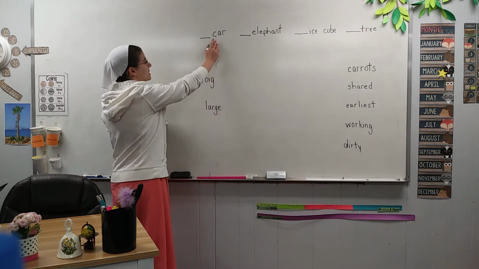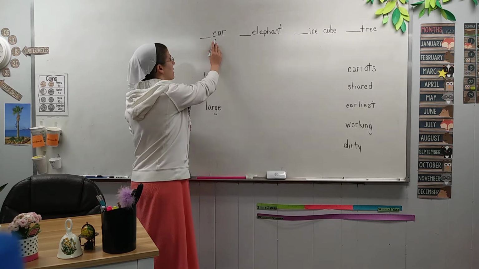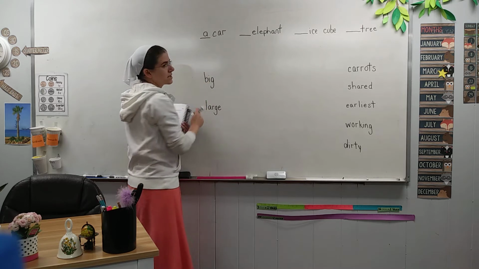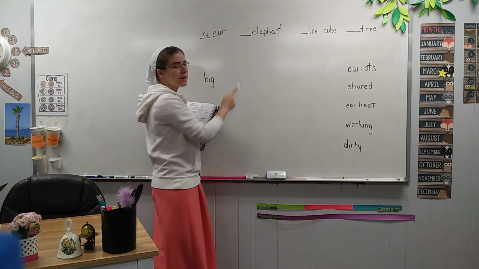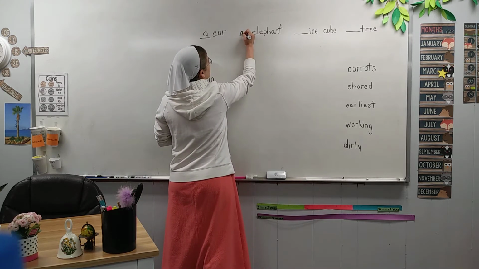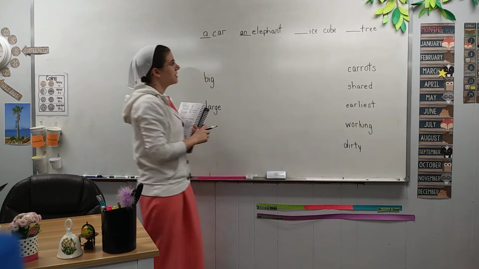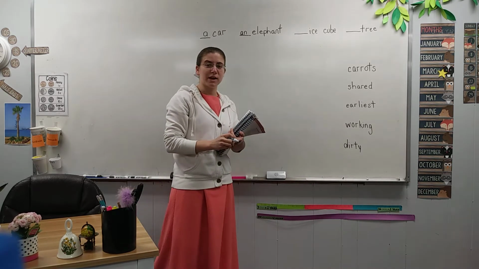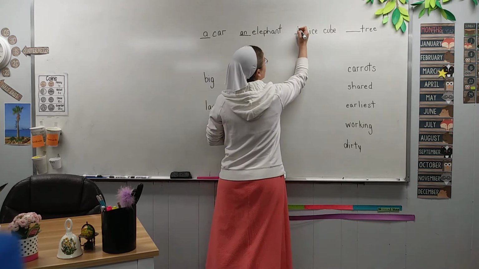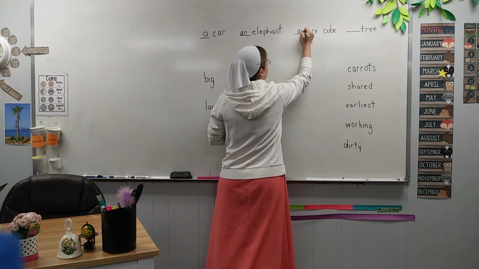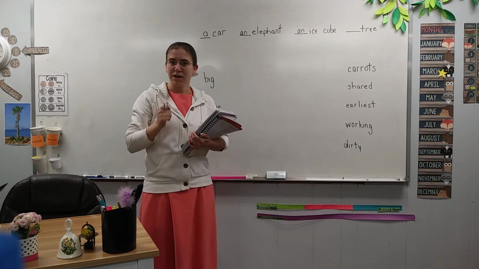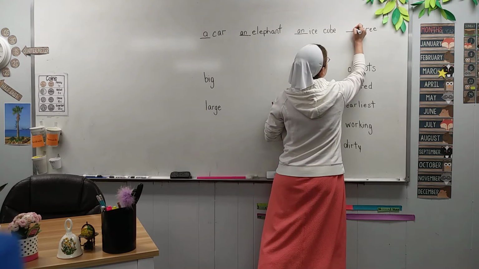So car, do we say a car or an car? A car, because car starts with a consonant sound. What about elephant? A elephant or an elephant? An elephant. Elephant starts with a vowel sound. A ice cube or an ice cube? An ice cube, because ice cube starts with a vowel sound. What about tree? A tree or an tree? A tree. Tree starts with a consonant sound.